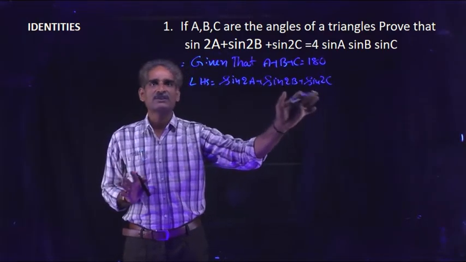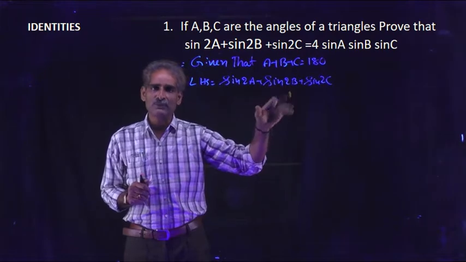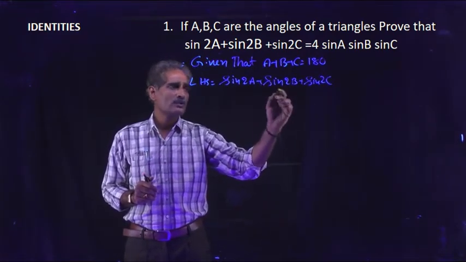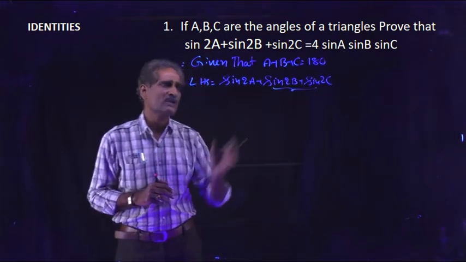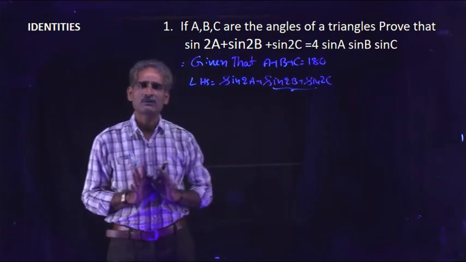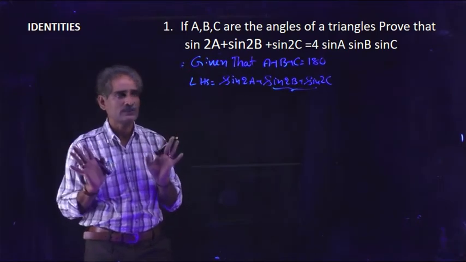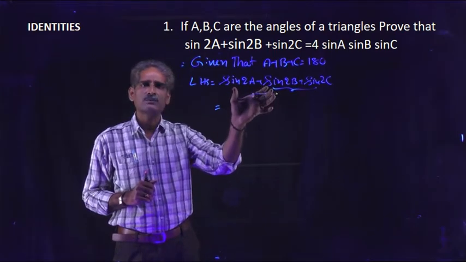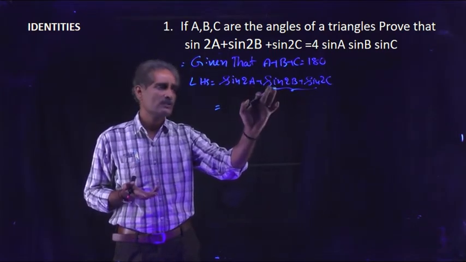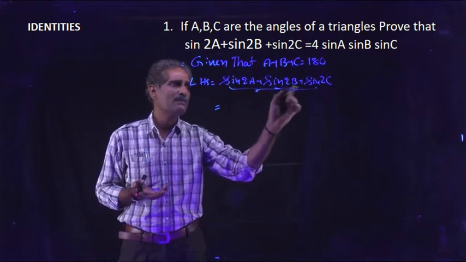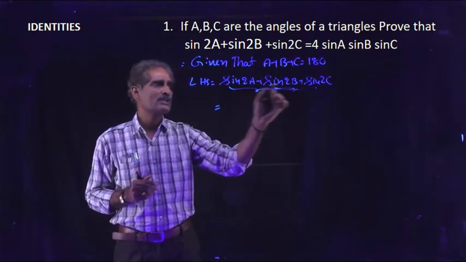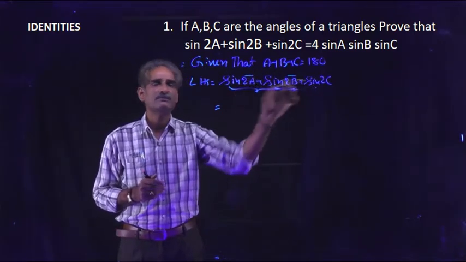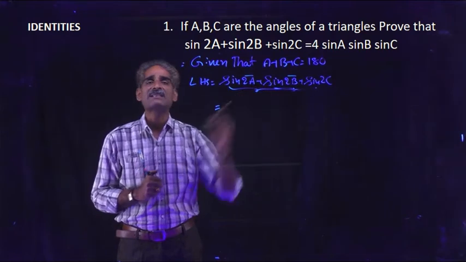There are 3 functions. If you want to change sum to product, we have to apply transformations. We can apply it for any 2. So first of all try to apply these 2, otherwise these 2, otherwise first and third. Whatever the combination may be, you can choose yourself. So take these 2, no problem. Sin 2A plus sin 2B, let us consider this angle is C and this is D: sin C plus sin D.